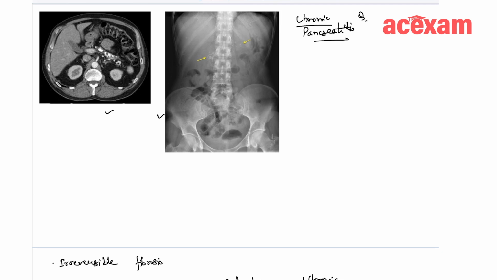What is the diagnosis? The diagnosis here is chronic pancreatitis. Okay. Now, why is this chronic pancreatitis? You can see here in CT, in the pancreas, there are multiple ductal stones and some parenchymal calcifications also. So, stones in the pancreatic duct or in the pancreatic parenchyma on CT are classical features of chronic pancreatitis.